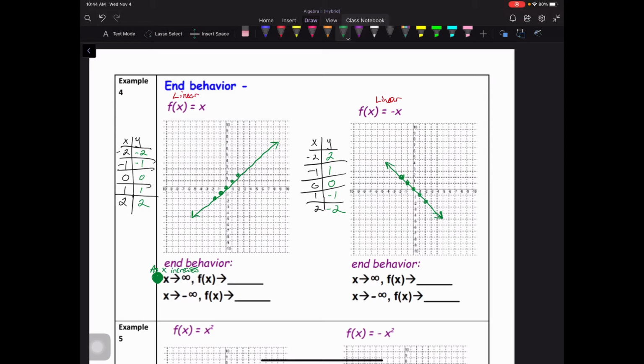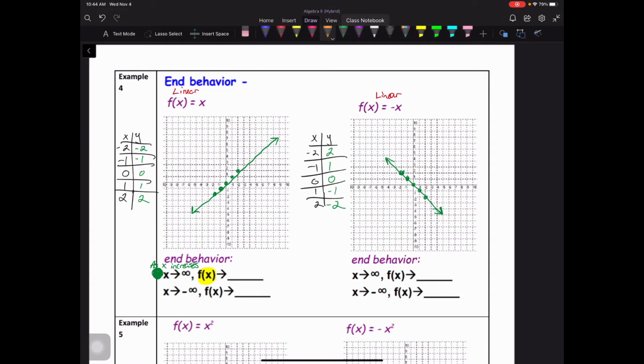f of x here stands for our function. So what's happening to our function as the x values increase? Well, you can start anywhere on our graph. We'll start here. So as my x values get bigger, so 1, 2, 3, 4, 5, 6, what's happening to my function? It's going up. So we can also say that it is increasing.